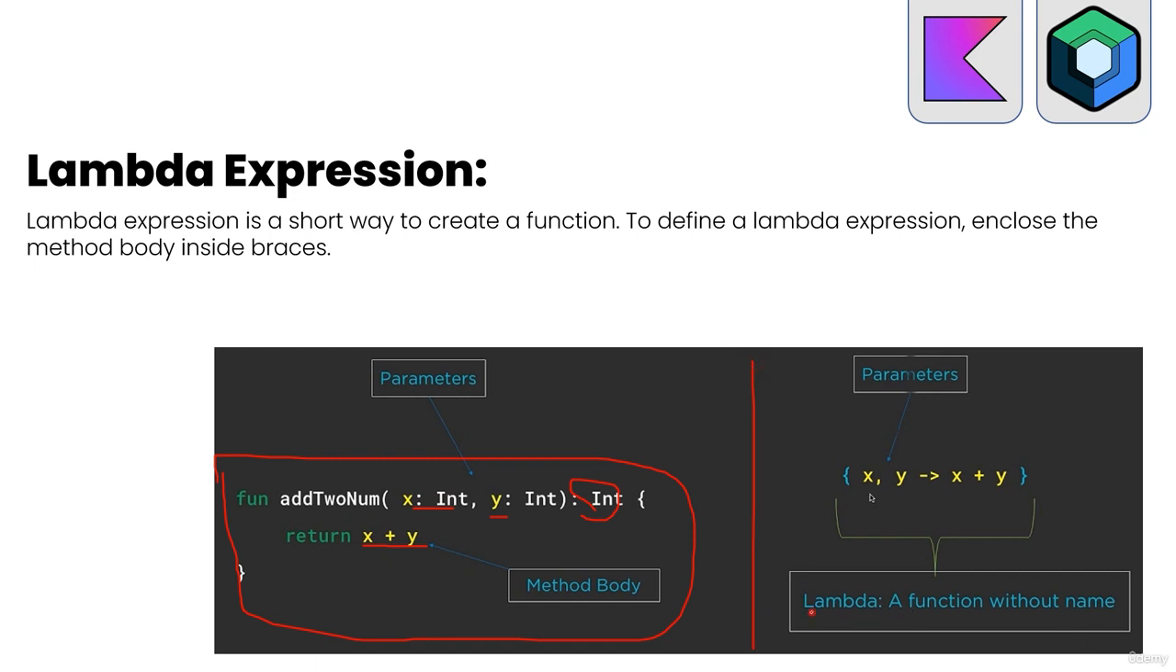To the right here is a lambda expression, a function without a name. Here we can see it takes parameter x, it takes parameter y. This sign, this arrow, to the right of the arrow is the method body. And here is the operation and the function itself, x plus y. And this is equivalent to this writing. So lambda expression is a shorter way to create a function.